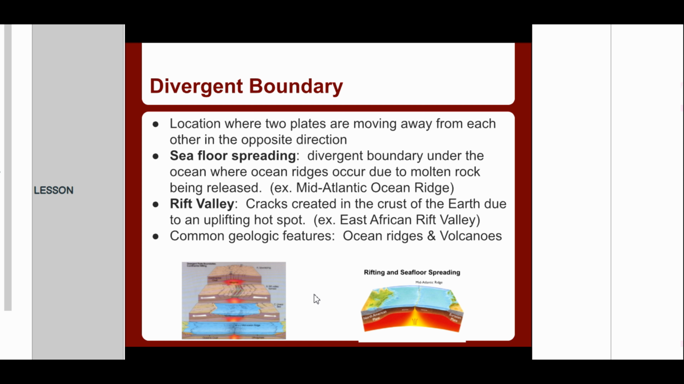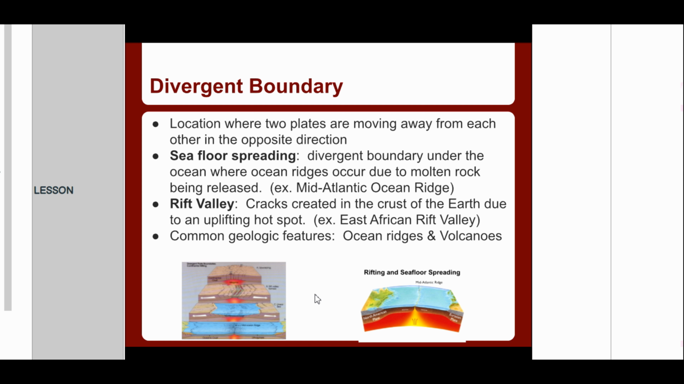If it happens under the land of the continental crust, it's going to cause what is called a rift valley. So it's going to cause basically a crack in the crust. So it's going to look like a hole in the crust. Because you have this uplifting spot, this hot spot where it's coming up and pushing the crust out away from itself and separating it.